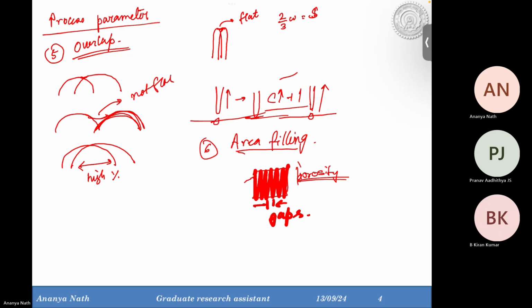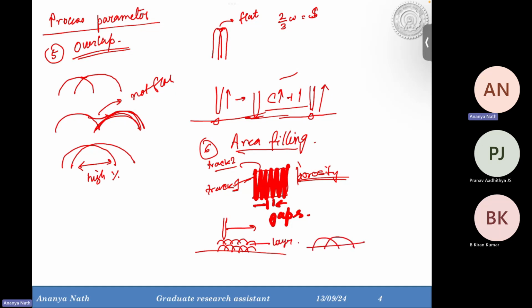If this is track 1, and this is track 2, then bead overlap means when the nozzle is moving in this manner, it is depositing one bead, another bead with the bead, which is the next layer or next track. It is the next layer. So one is the bead overlap, another is the track overlap, another is the layer height.